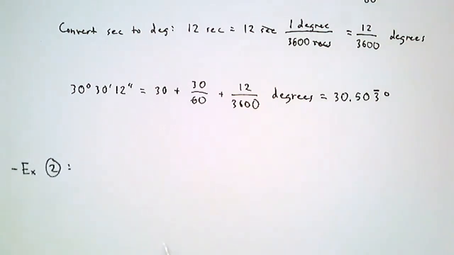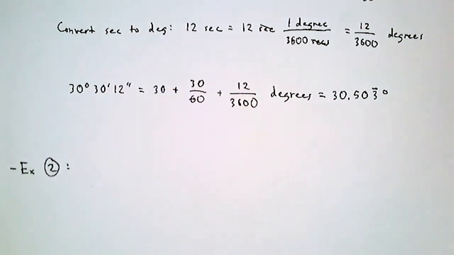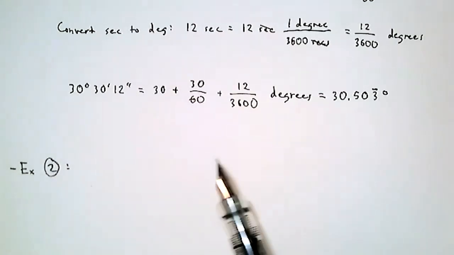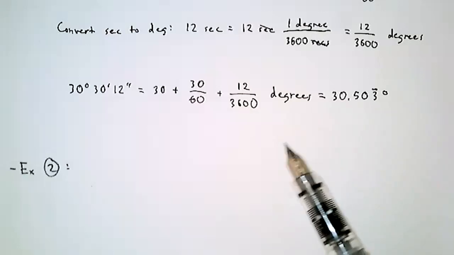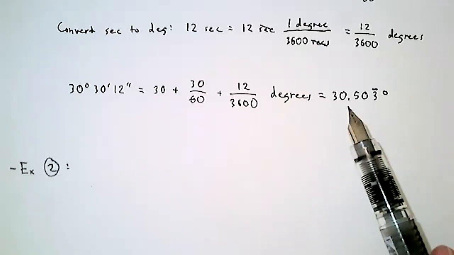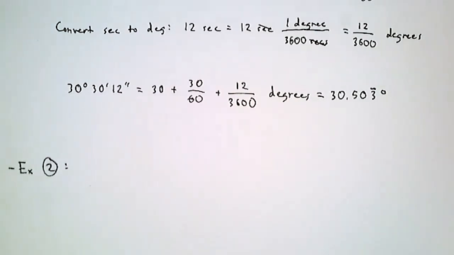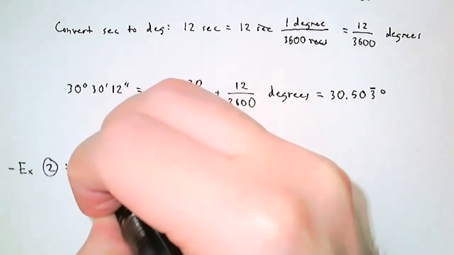So I guess not. I'll leave that up there in case you're still writing while I write down the next example. So we converted degrees, minutes, and seconds into a decimal form. I also want to be able to go the opposite direction. I want to be able to start with a decimal form and then convert into degrees, minutes, and seconds. So let's try that out.